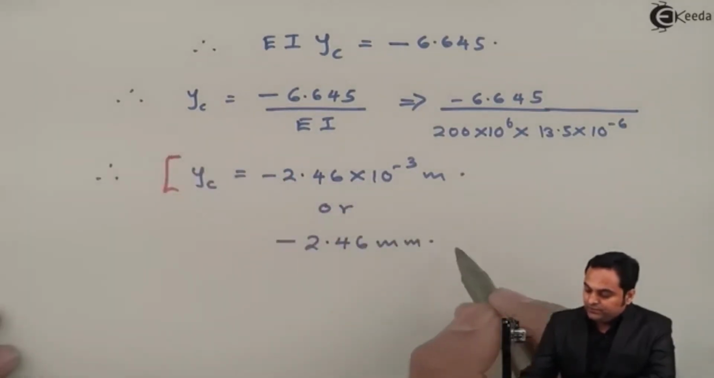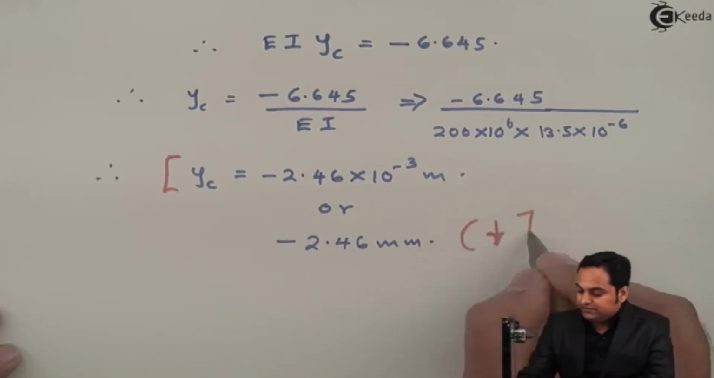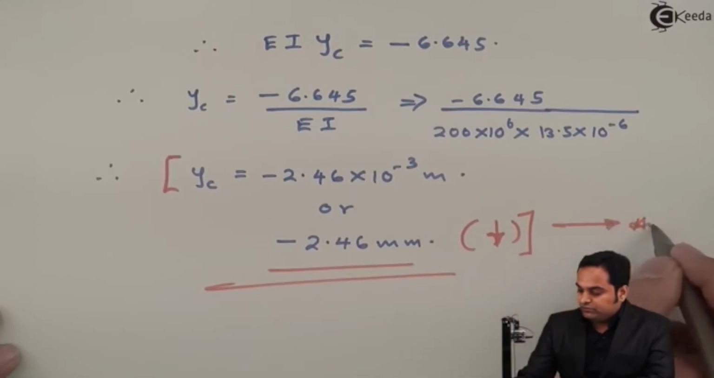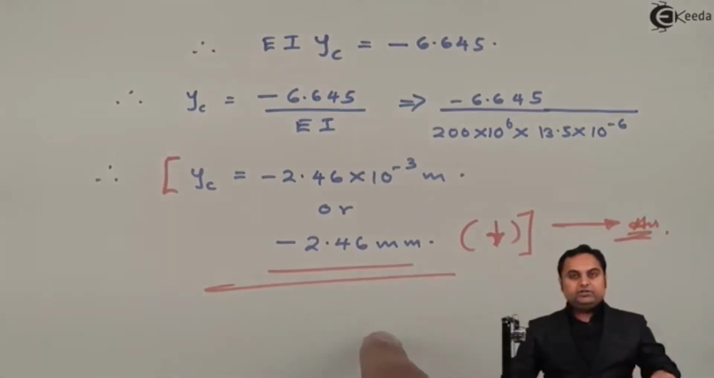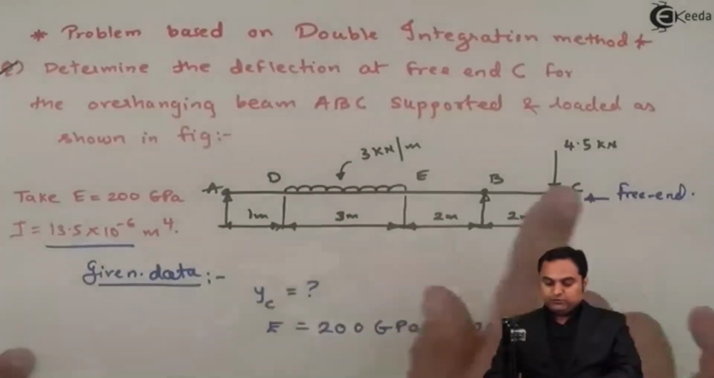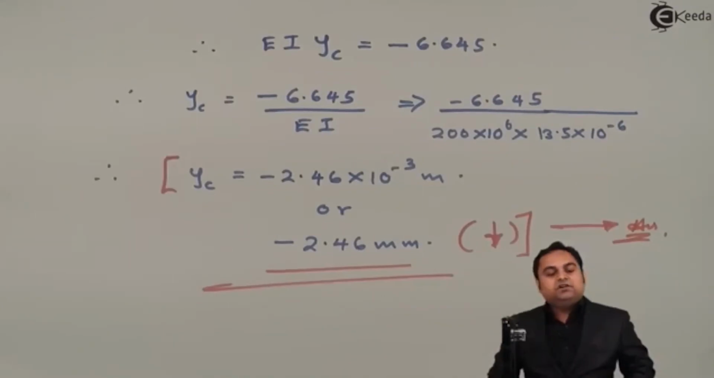The negative sign means that the deflection is acting in the downward direction. The deflection is downward. If we look into the question, they had told us to find the deflection at point C. We had used the double integration method and found the answer. And with this we complete the problem.